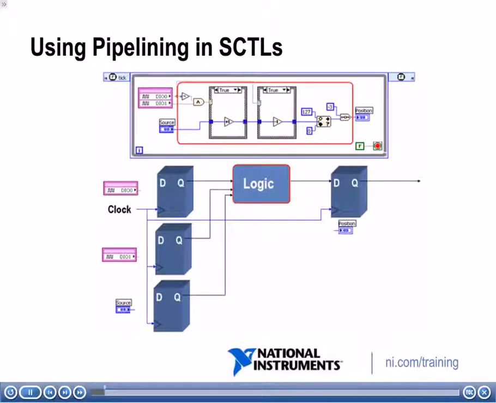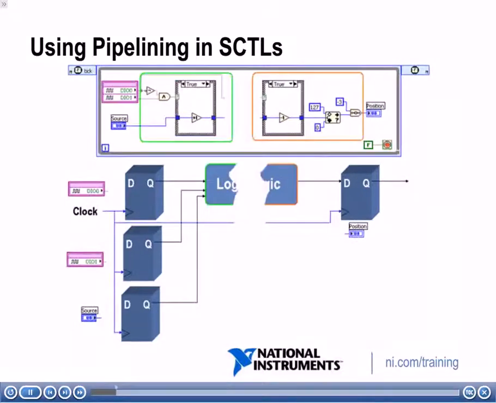So if we take a look at this slide, we've got a single cycle time loop and we've got some code in there. Notice that we've got a piece of logic over there, and what we can do is take that logic and break it up into two pieces and then pipeline it. As you can see in this slide, we are going to try to reduce the total length of the code inside the single cycle time loop by pipelining. So we've taken that logic and broken it up into two pieces, and the next step is to pipeline it.